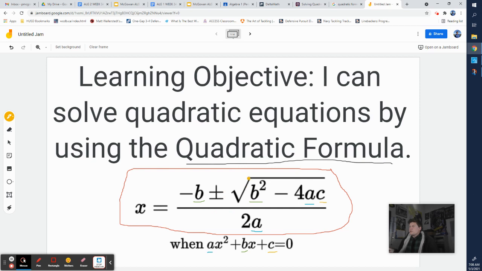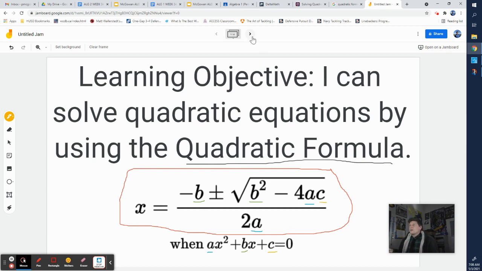Negative b plus or minus square root of b squared minus 4ac, all divided by 2a. Looks complicated, right? The nice thing about the quadratic formula is that you could just take those values, plug it in, simplify, and you've got your answers. Instead of doing all those other steps like the other methods, plug it in, simplify, there's your solutions. Now, there's a couple of things with this quadratic formula.